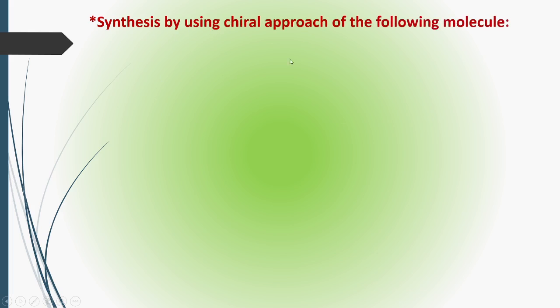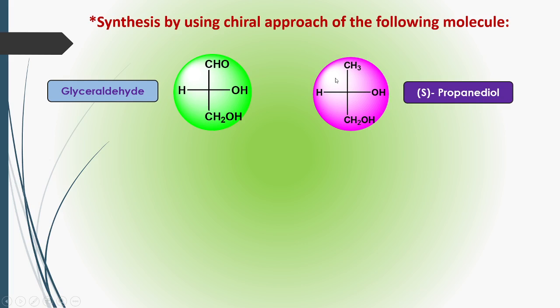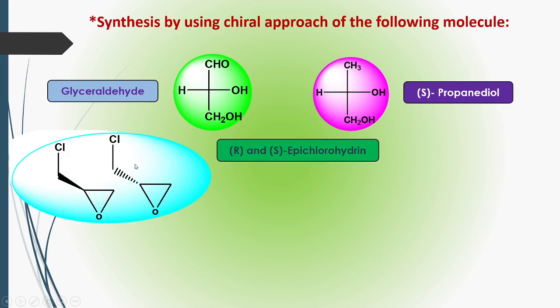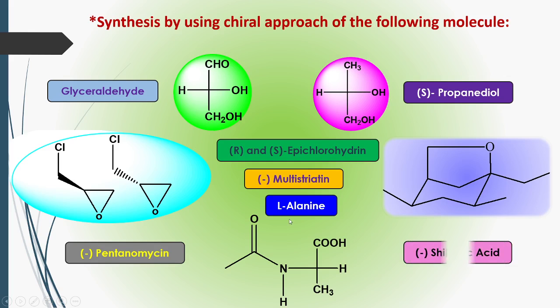So the synthesis by using the Chiron approach of the following molecules. In this Chiron approach, we are going to synthesize these molecules. The first one is glyceraldehyde. This is the structure of glyceraldehyde. Then the S-propanediol. Then the R and S epichlorohydrins. Then the multistriatin, L-alanine, pentenomycin, and shikimic acid. So all these molecules we have to synthesize by using this Chiron approach.